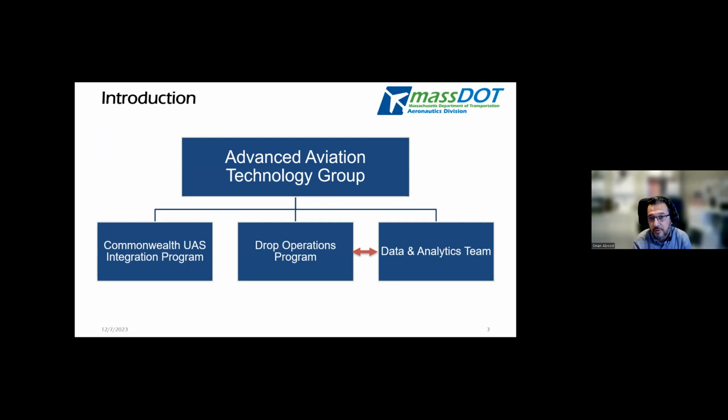So the Mass Aeronautics Division sits under the Advanced Aviation Technology Group, which provides new aviation technologies and solutions for complicated problems, especially in the transportation field here in the state of Massachusetts. We have three programs under the Advanced Aviation and Technology Group: the Commonwealth UAS Integration Program, the Drone Operations Program, or Drone Ops, and the Data and Analytics Team. You see there is a back and forth arrow between Drone Ops and data analytics, because we collaborate on all the projects and are in constant communication with Drone Ops on a daily basis.